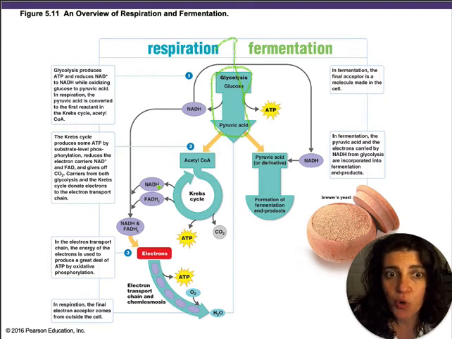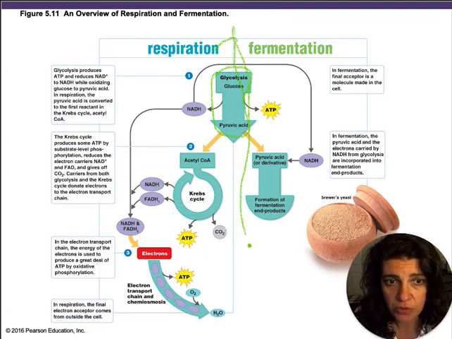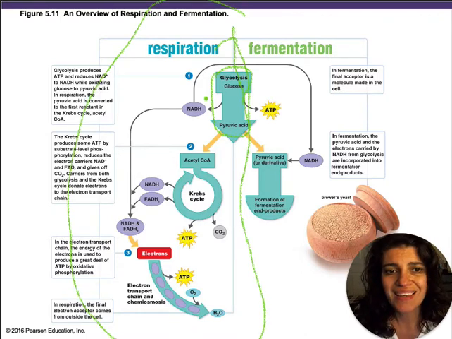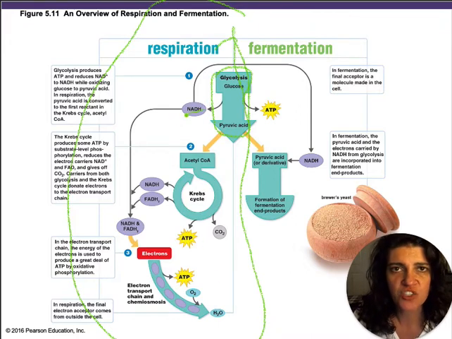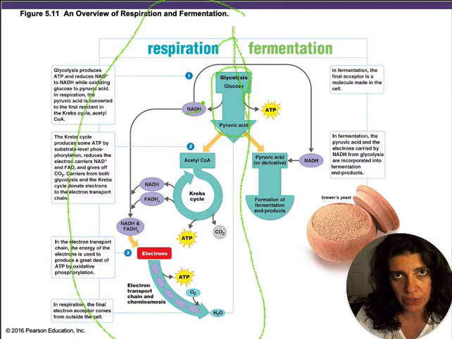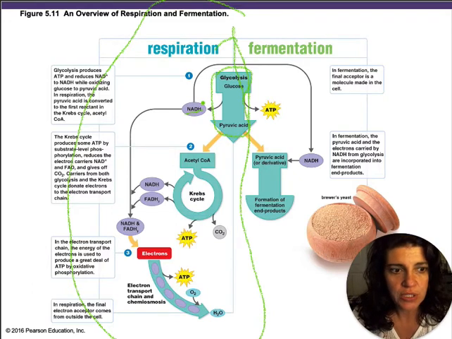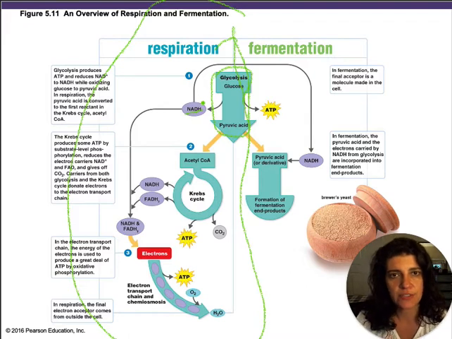Glucose is being broken down. One molecule of glucose is broken down into two molecules of pyruvic acid. Okay, so we're just now talking about this part. And that generates some ATP and some NADH. What's the NADH? I'm just talking really quickly about what you just learned, just an overview. What is NADH?